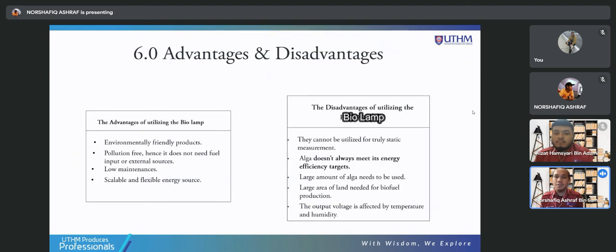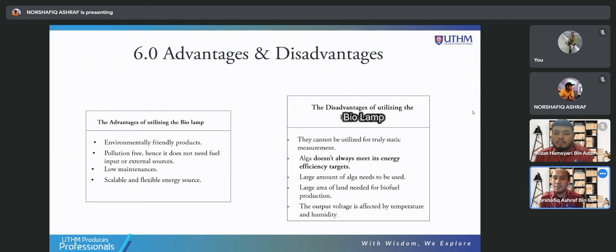So, what are the advantages and disadvantages of this project? The first advantage is that it is an environmentally friendly product. Second, it is pollution free, and it does not need fuel input or external sources. Third, low maintenance, and the last one is a scalable and flexible energy source.